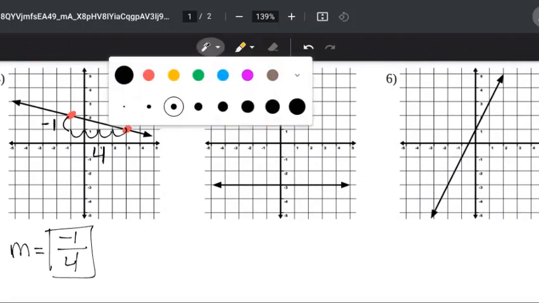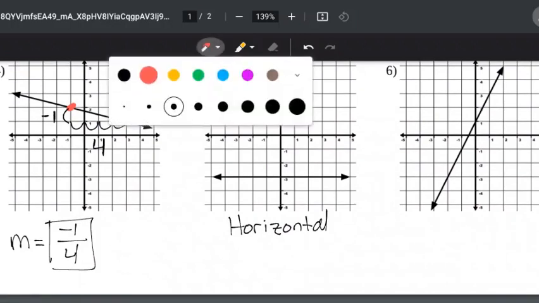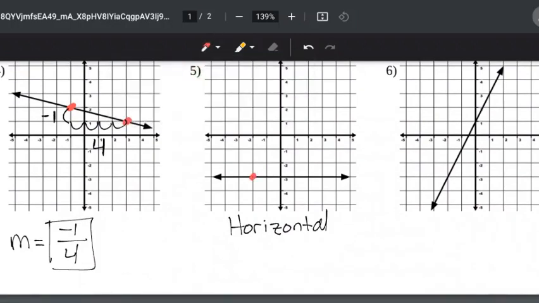Okay, we have another different one. If we take note, the other one going up and down is a vertical line. Going left to right like this one is horizontal. So let's see what happens with a horizontal line. Pick any 2 points, choosing these.